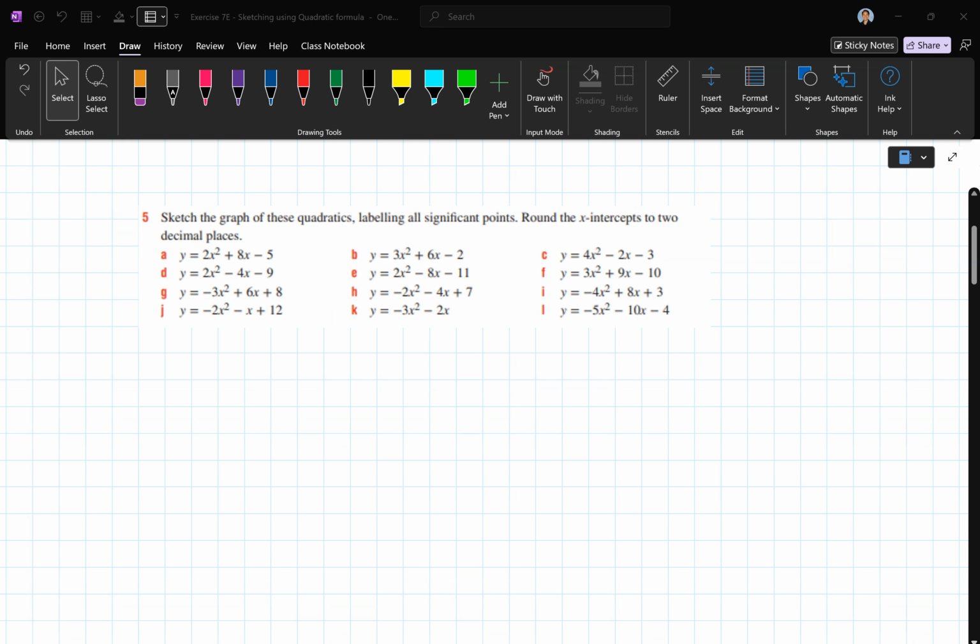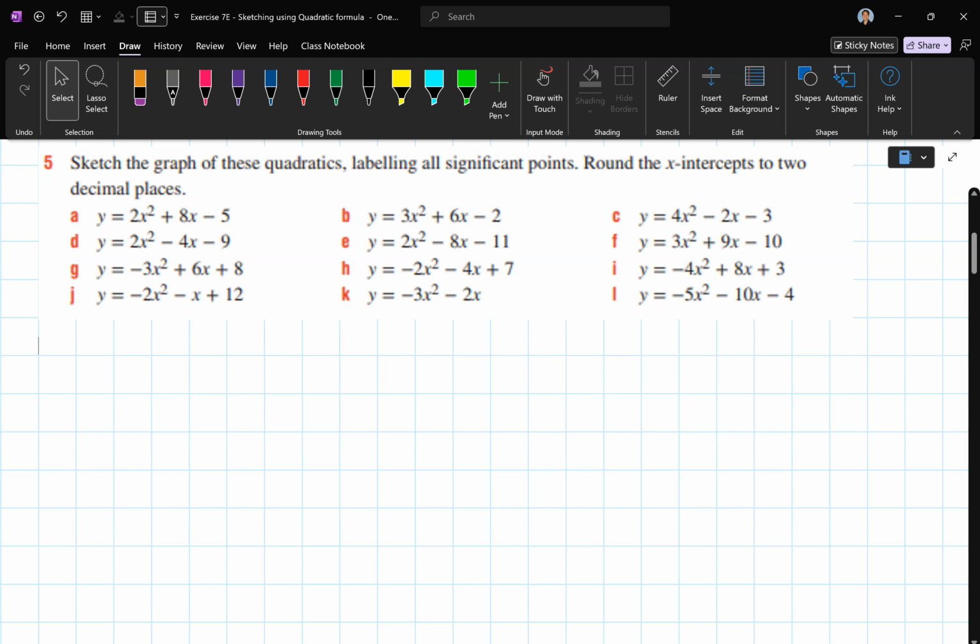Hey there, Tens. I realize in class that you may have been very confused with the technique, so I thought I'd just get straight to the point. In this video, I'm going to show you how to sketch using the quadratic formula. Okay, normally this is not the approach I do, but I'm going to do it.